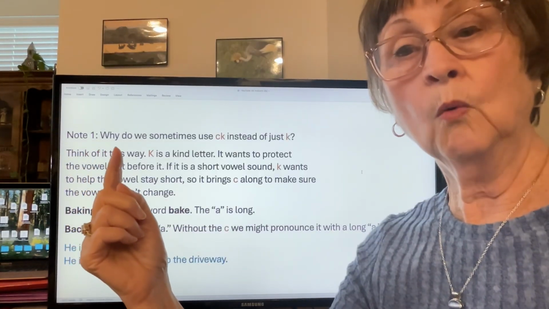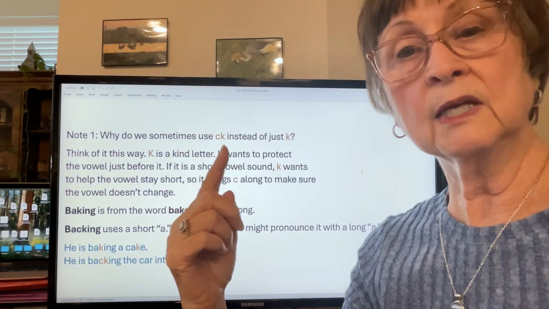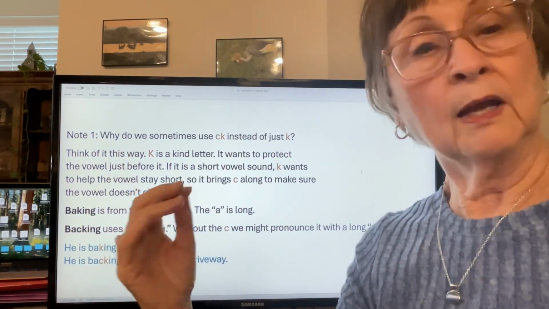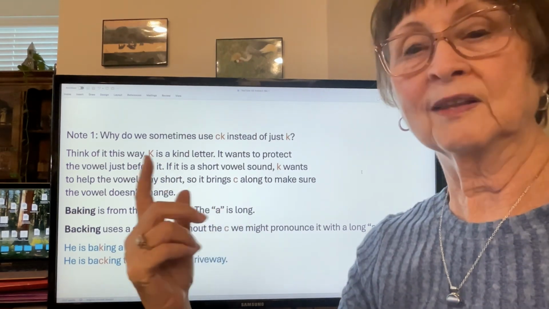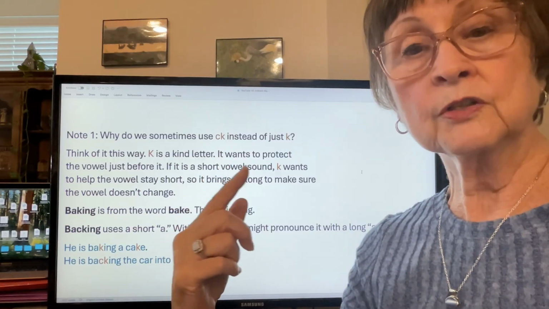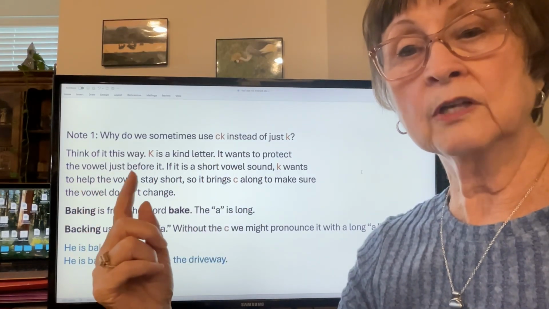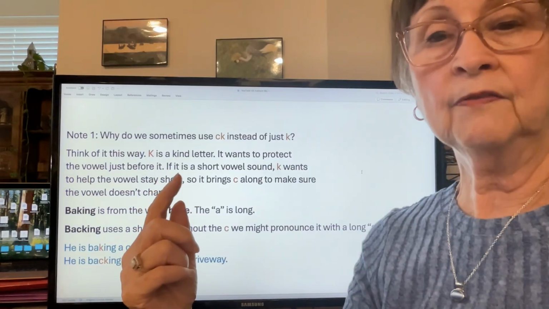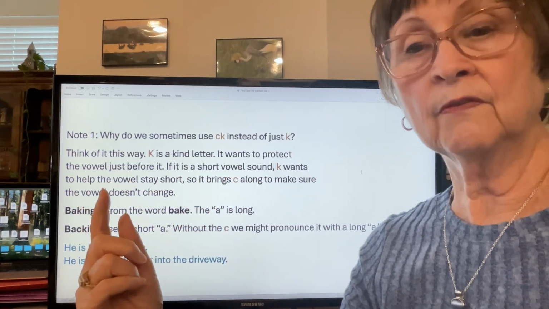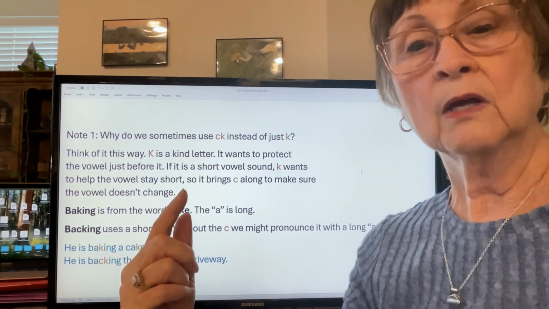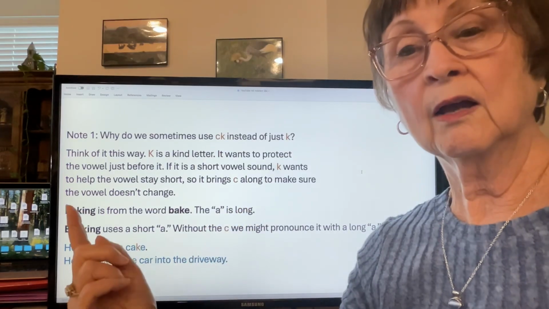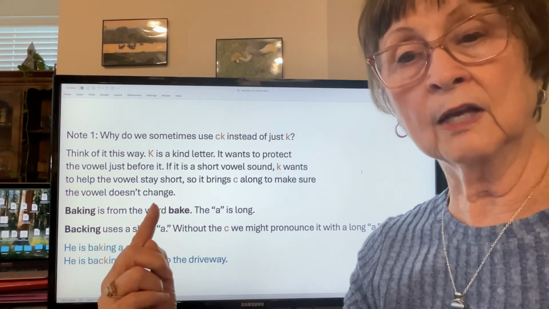Note number 1, why do we sometimes use CK instead of just K? Think of it this way. I made up a story to illustrate that. K is a kind letter. It wants to protect the vowel just before it. If it is a short vowel sound, K wants to help the vowel stay short. So it brings C along to make sure the vowel doesn't change.